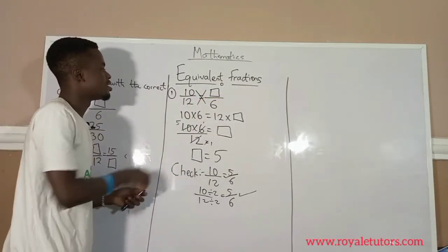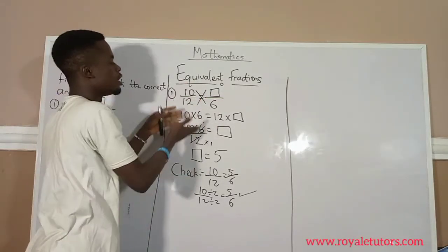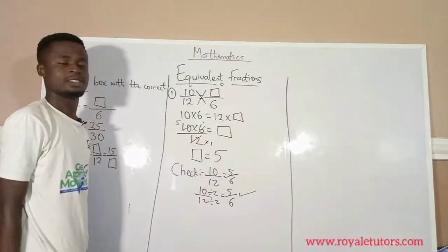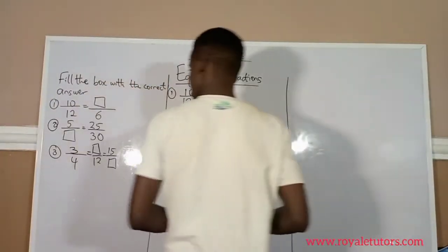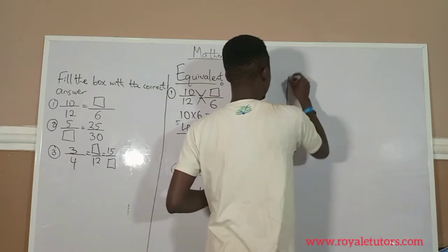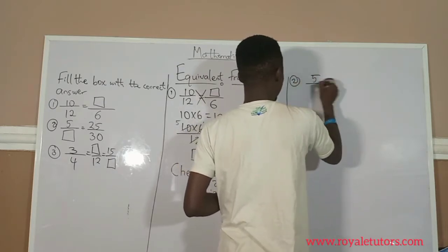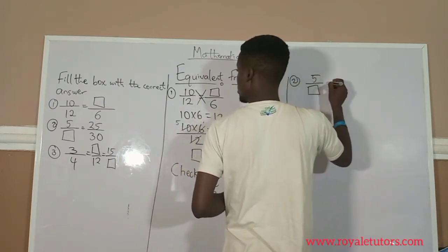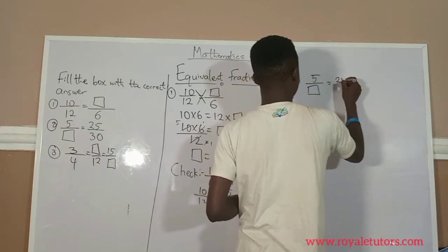So what is the lesson? The lesson is 10 over 12 is equivalent to 5 over 6. Let's do the second one in case we still don't get it. This second one too, you have 5 over box is equal to 25 over 30.